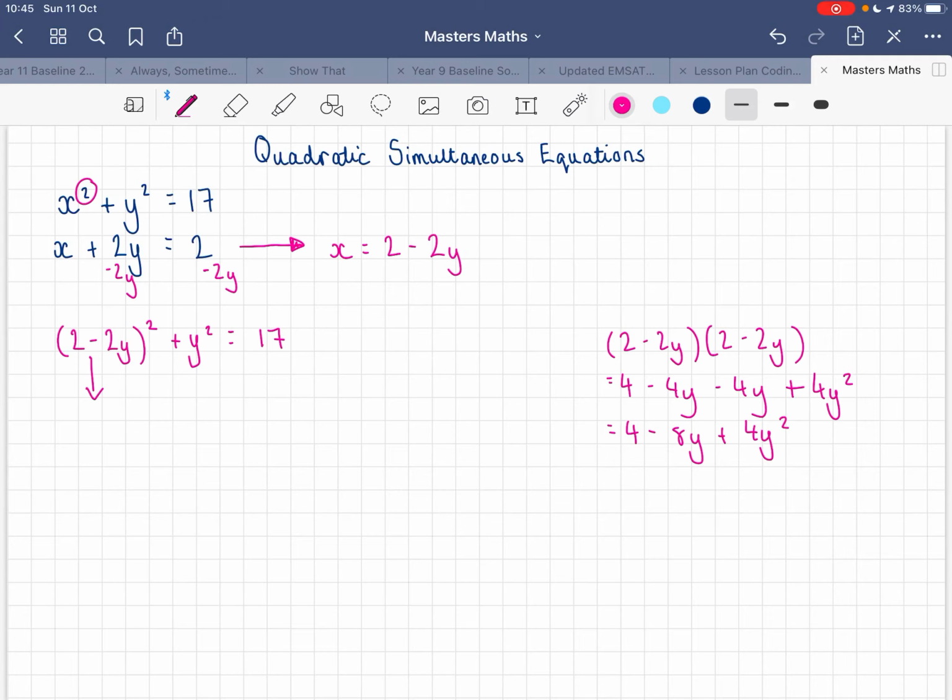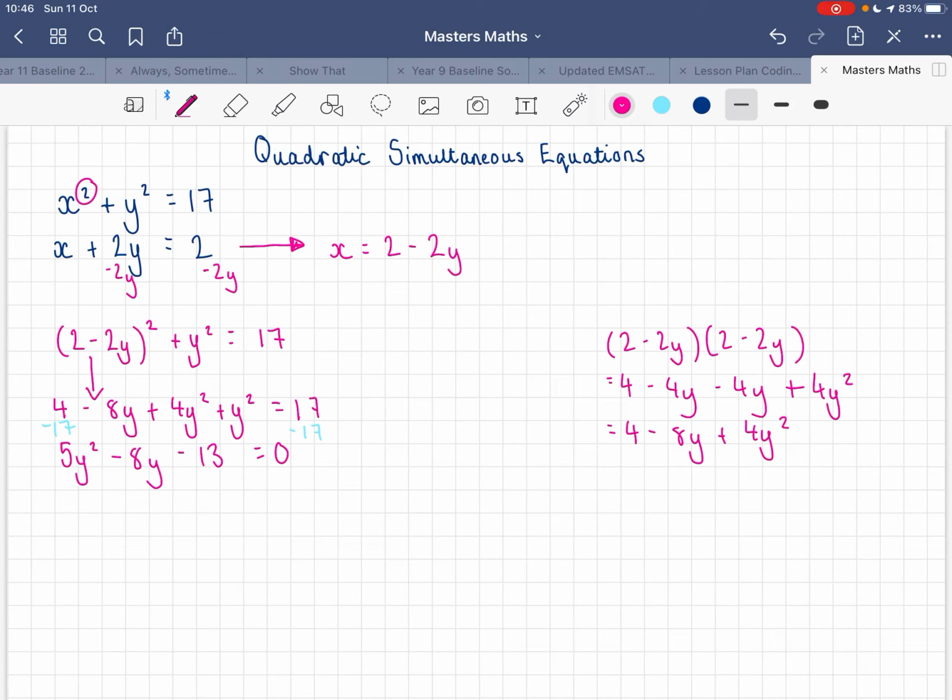I'm going to replace that bracket now with the expanded form, so I have 4 minus 8y plus 4y squared plus y squared. Okay, don't forget that we had this y squared here. That's a really common mistake, that people forget that it's there. That's equal to 17. We need to rearrange that so that it's a quadratic we can actually solve. So I have 5y squared altogether. I'm going to put that at the front. I have minus 8y, and at the same time I'm going to subtract this 17 from both sides. So I get 4 minus 17 is negative 13. And now it's equal to 0, so we can solve it.